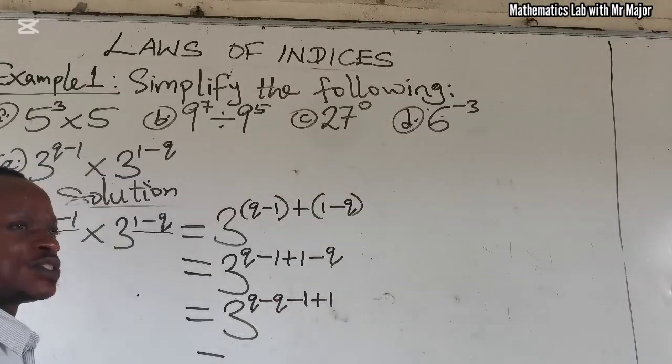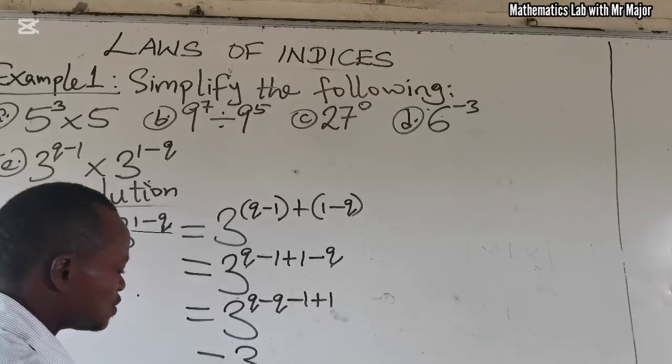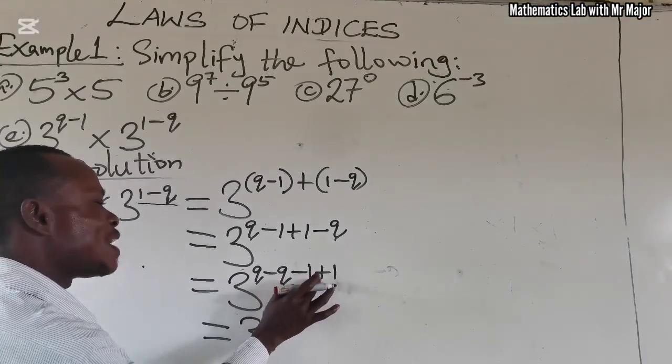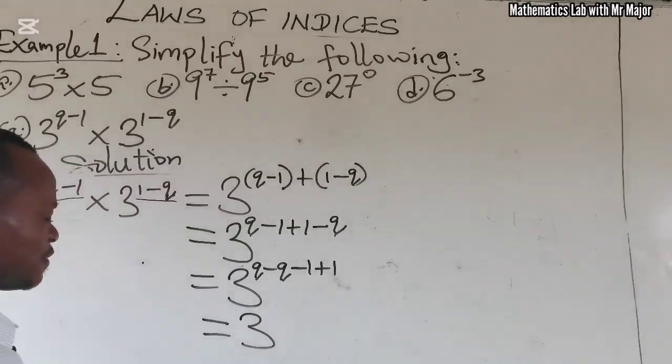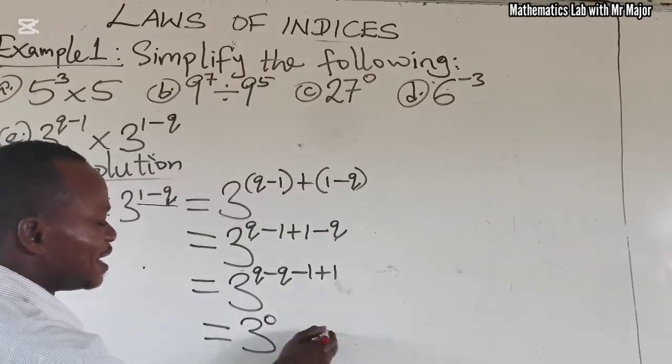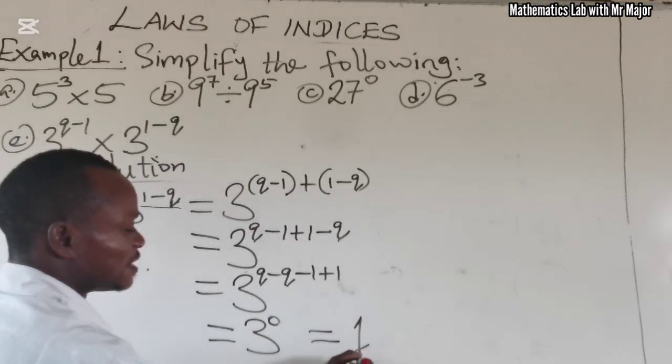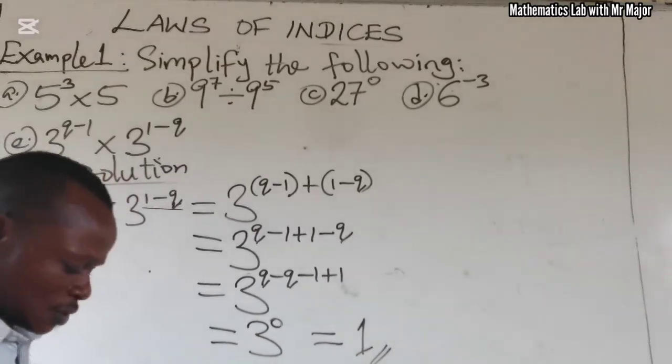Now let us simplify. This will be 3 raised to power. Q minus q is 0, so that is gone. Minus 1 plus 1 is also 0. So everything is now 3 raised to power 0. And again, anything raised to the power of 0 is 1. That means our final answer here is 1.